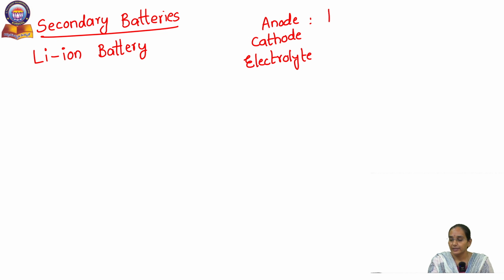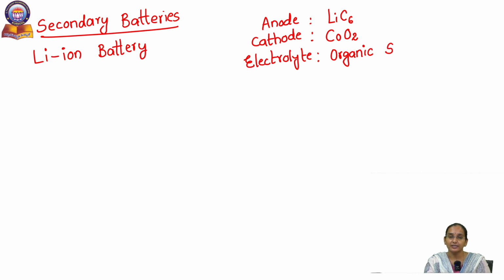Here, the lithiated graphite rod will act as the anode, and cobalt oxide will act as the cathode. This cobalt oxide has pores to embed the lithium. And here, instead of inorganic solvents, an organic solvent is used, because if we use an inorganic solvent, the lithium will react vigorously with it. To avoid this, an organic solvent like ethylene carbonate is used.